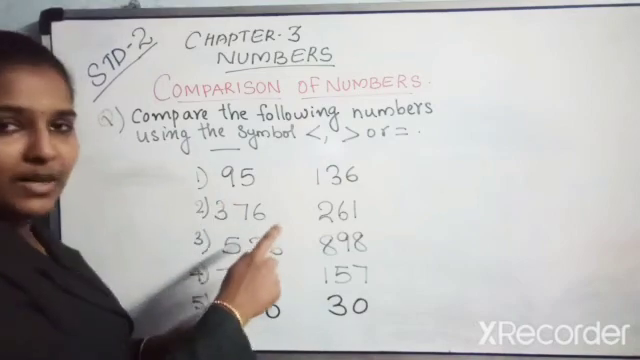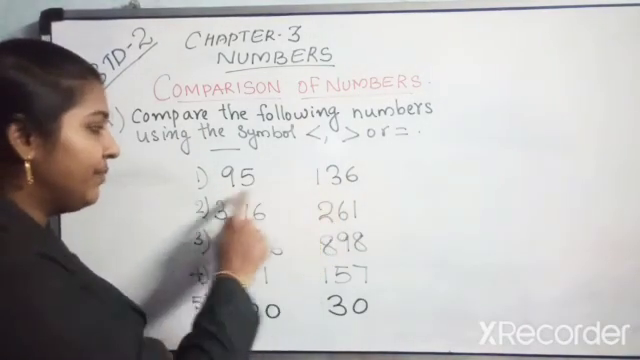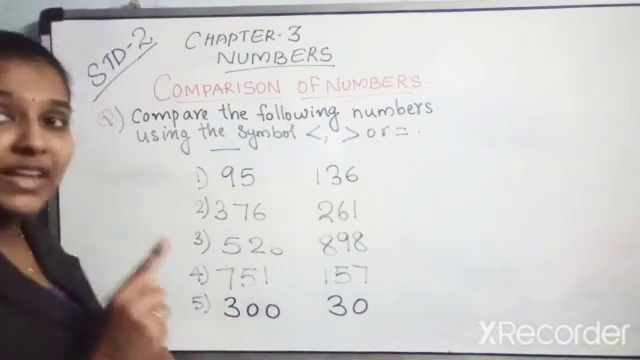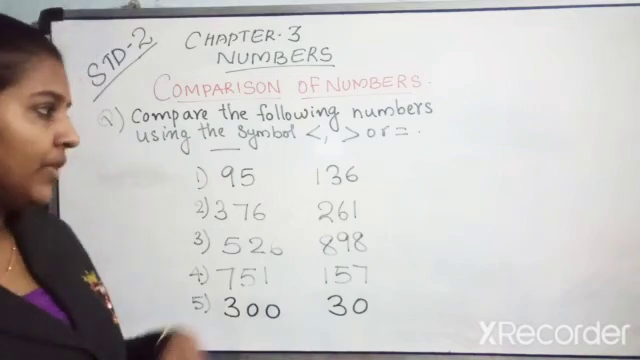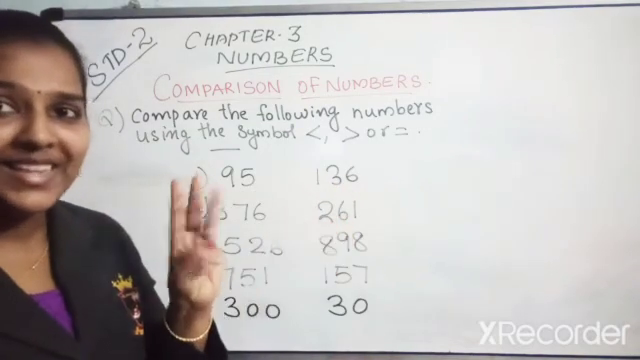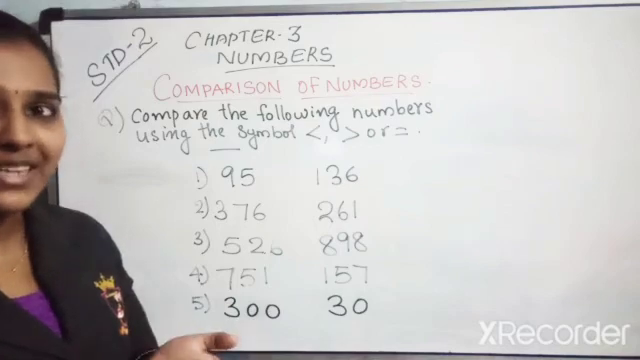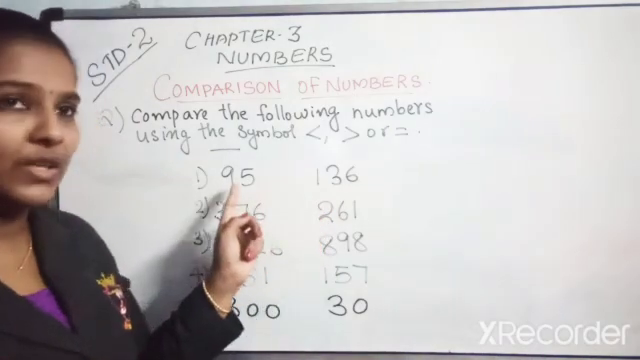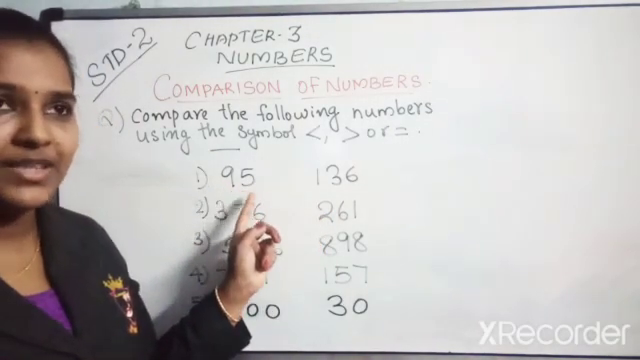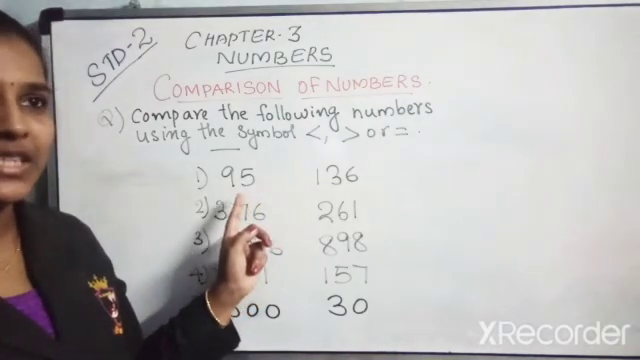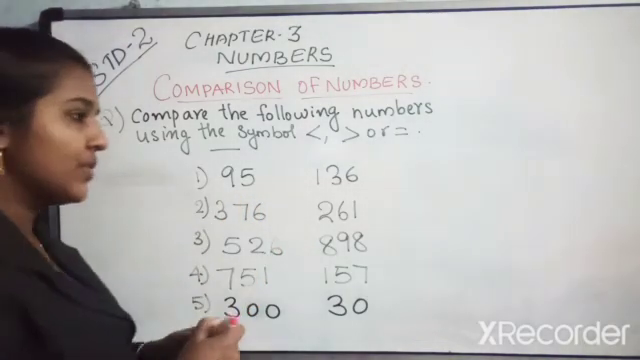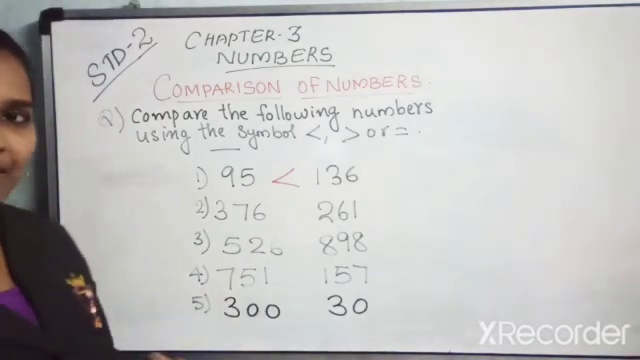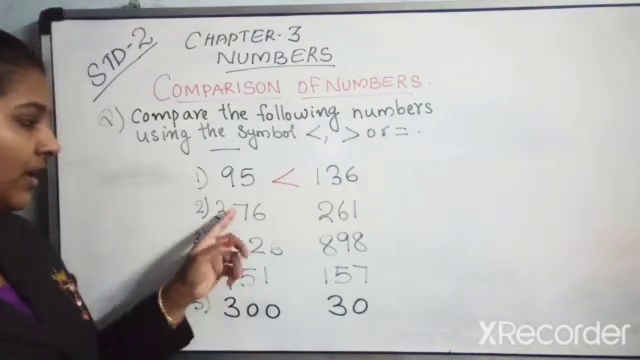So here we are going to compare it. Look at these numbers children. It's 95 and 136. And we know 95 is a 2-digit number. But 136 is a 3-digit number. So which is greater? Yes, 136 is greater. Because we know a 3-digit number is greater than a 2-digit number. Okay. So you can put the less than symbol here. Got it children? Okay. Now look at the next number.